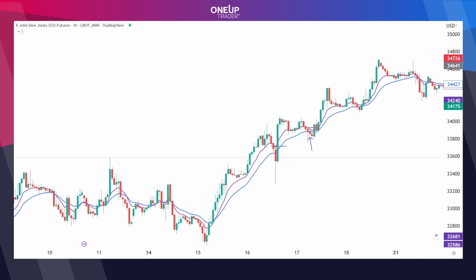So the L1 entry would be a good one to fall back on there. What I recommend is trying it out on a demo account or trying it out at the OneUp Trader evaluations and feeling which one works the best for you. It's better for you to perfect just one entry system instead of trying to understand all three of them exactly the same.